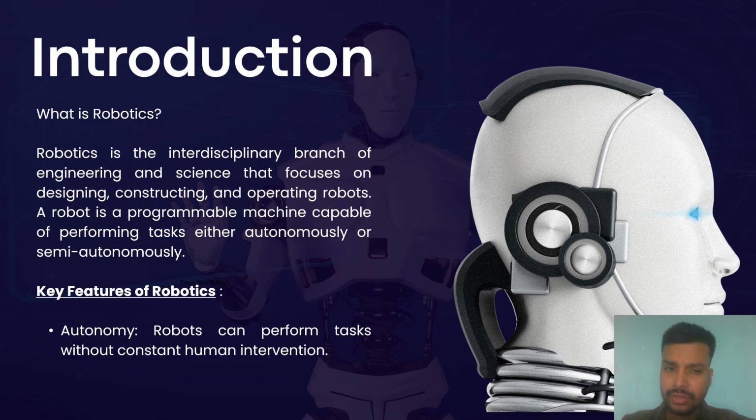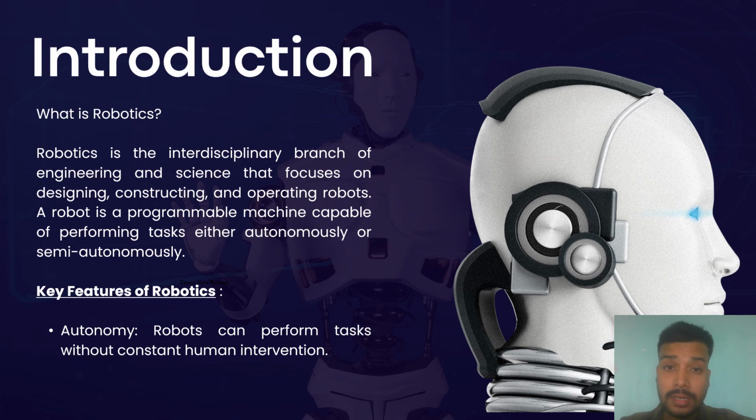Let's talk about the key features of robotics, like what are the key features that will be included in any kind of robots. One of the key features is autonomy. Autonomy stands for the person or the thing which can perform its own task all by itself. This is what we call autonomy.